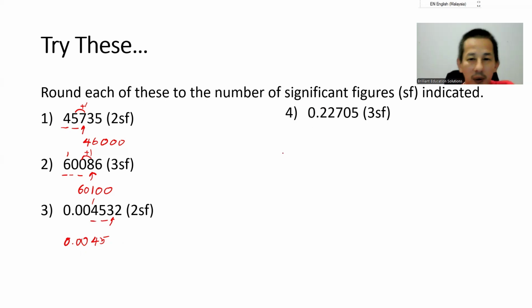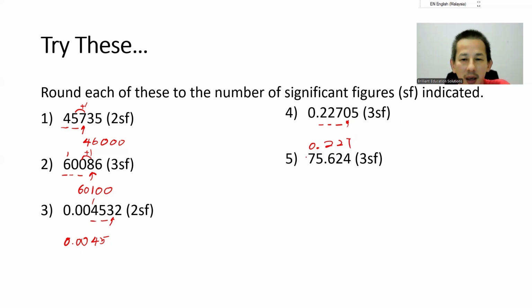Number 4, 0.22705 to 3 significant figures. The first significant figure is 2. So you count 1, 2, 3. The next digit is 0, so you don't need to add. So it's 227. Since it's after the decimal, just remain the 0 in front and remove the 0 and 5. So your answer is 0.227.